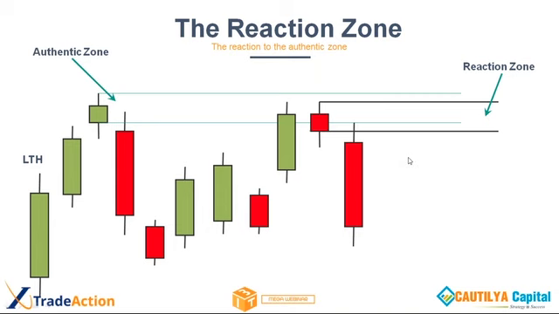Clear, friends? Any questions on reaction zone? It's the simplest example I gave you. We formed an authentic zone, and the second time it formed another zone, and when we checked that other zone, we went back in time and verified that it is a reaction to the first zone, and that first zone is an authentic zone. Since this is a reaction, it is a reaction zone.